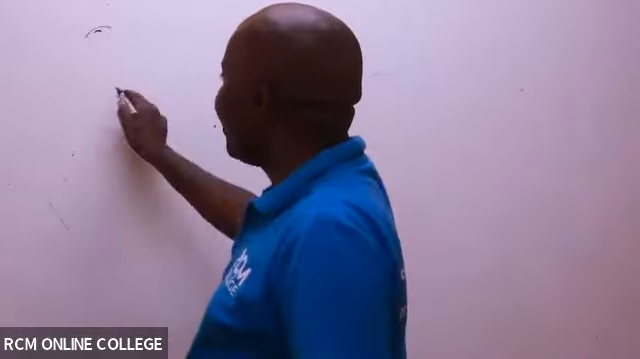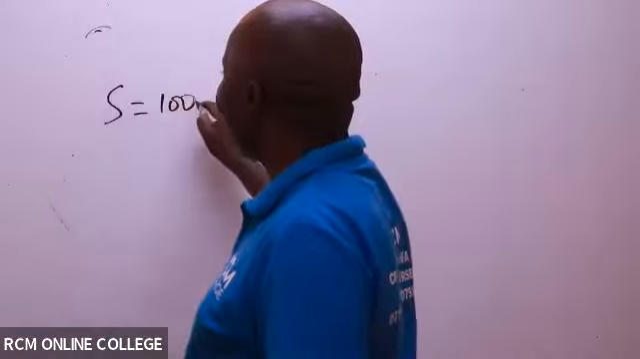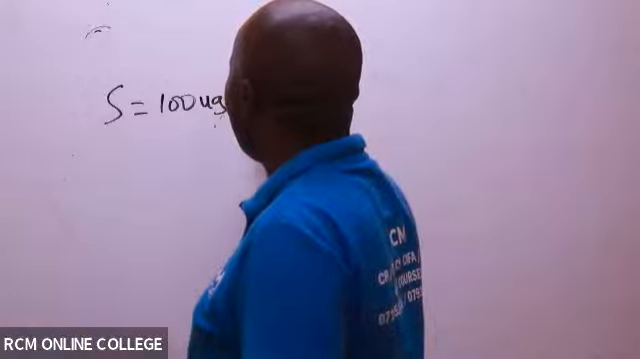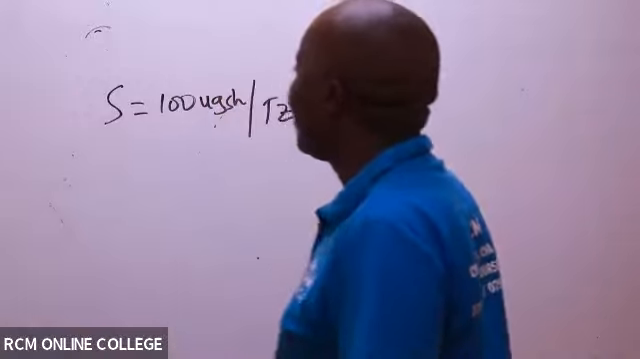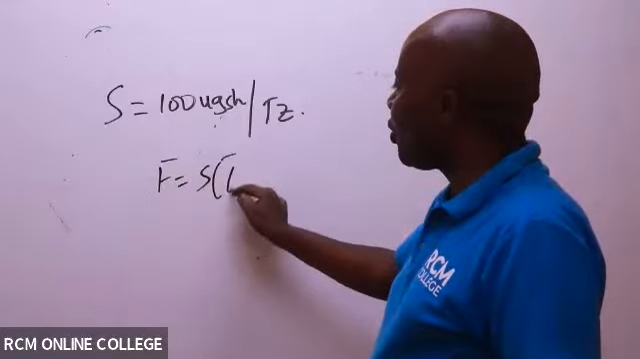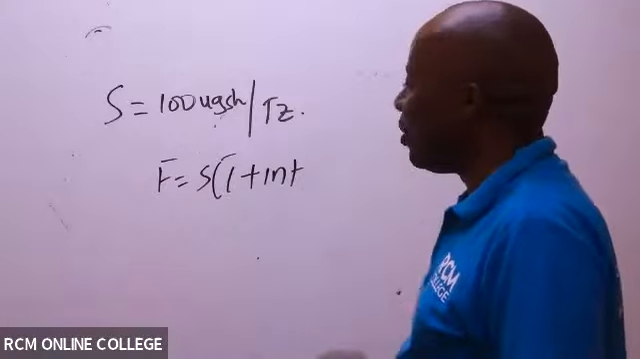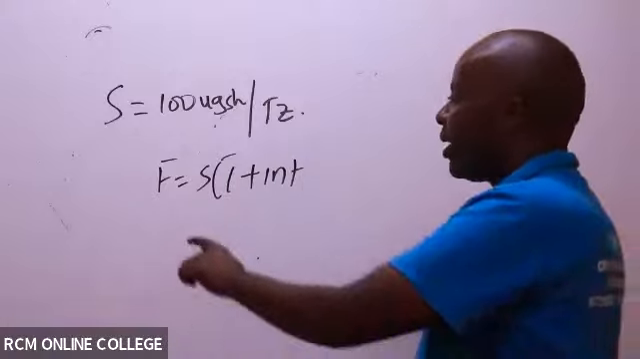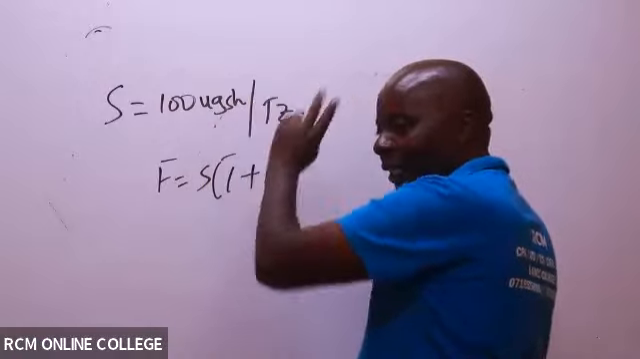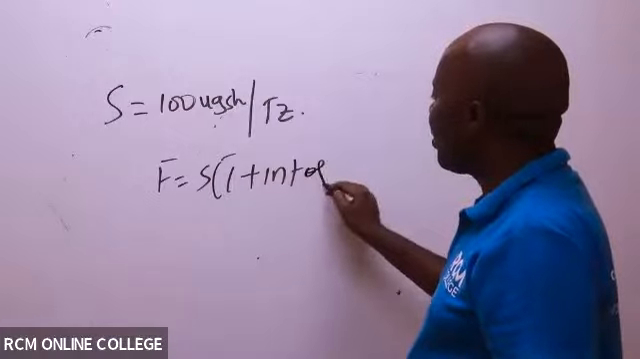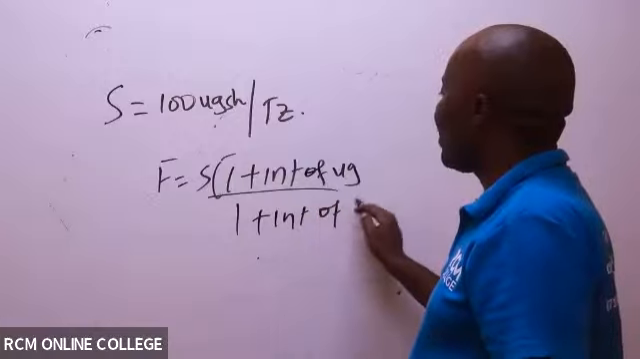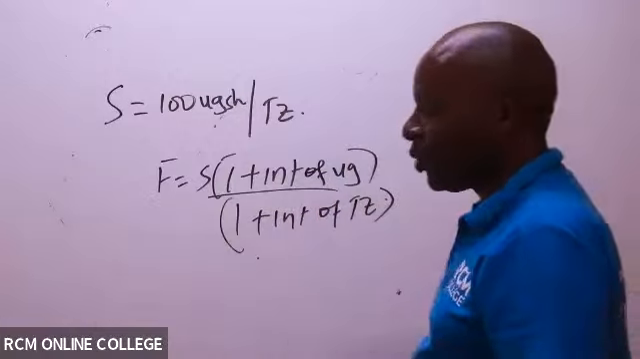If, for example, they tell you spot is 100 Uganda shillings per Tanzania shilling, which country, if I write here F, I will say F is spot into 1 plus interest. Which country will be on top here? Yes, you can see from the expression, Uganda is on top. So 1 plus interest of Uganda all over 1 plus interest of Tanzania. I hope Muslima, that answers your question.